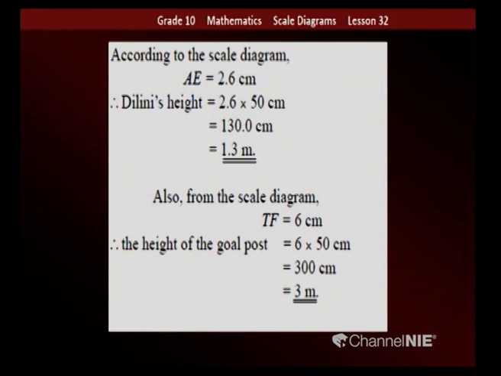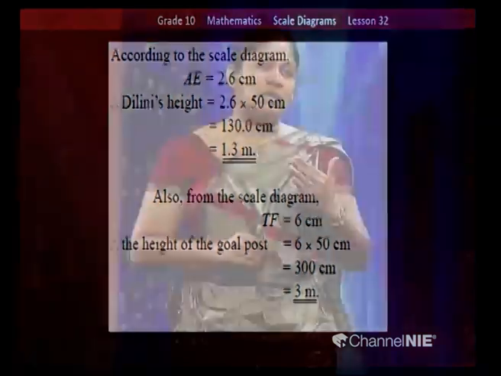See, AE is 2.6 centimeters, so Dillini's height, you have to use the scale. What is the scale here? 1 to 50. Then you multiply by 50. Here 130 centimeters. As usual, we convert into meters by dividing by 100, 1.3 meters. That is the height of Dillini.